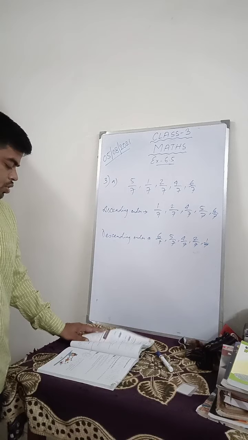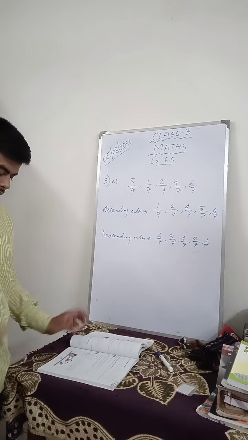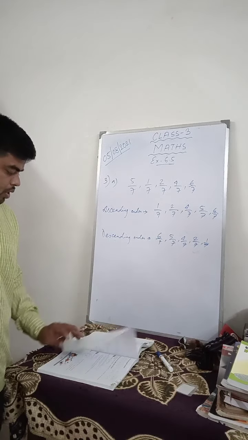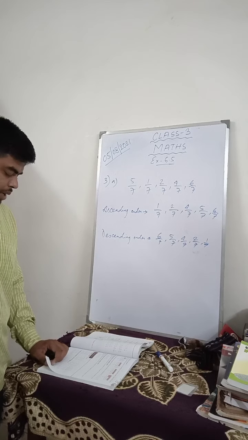Okay, so you will do exercise 6.4 and 6.5. The 6.4 you can do in the book, but 6.5 you have to do in the copy.